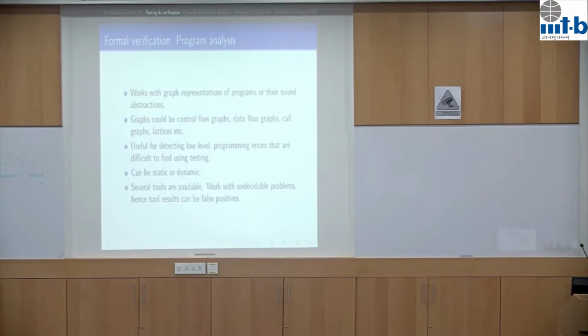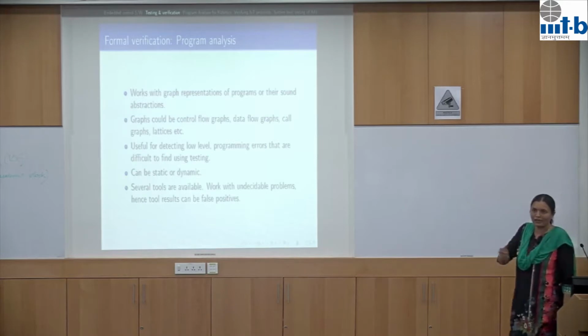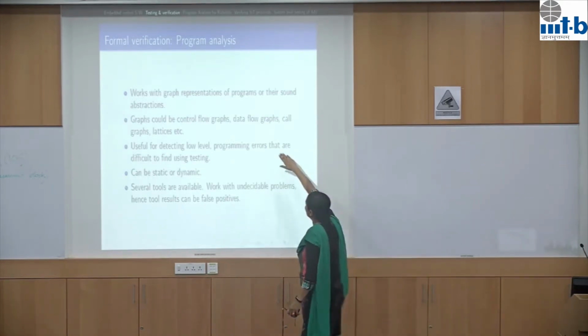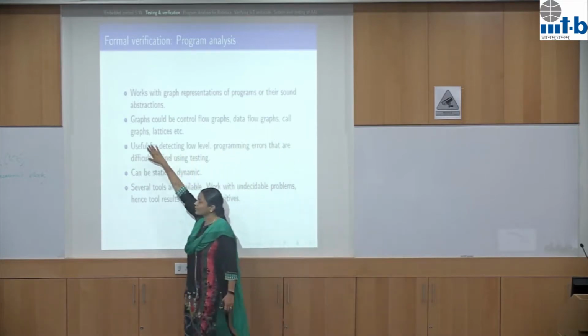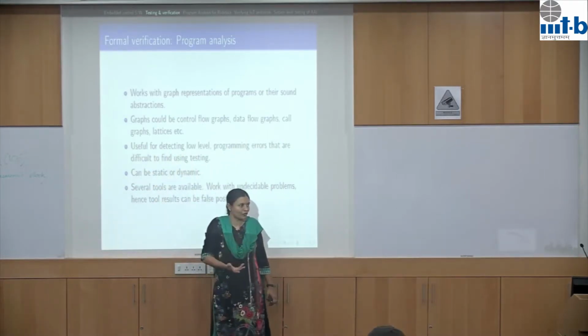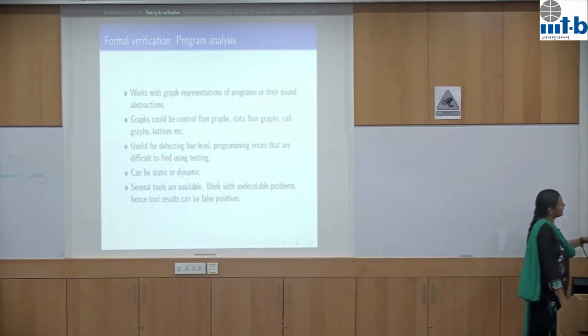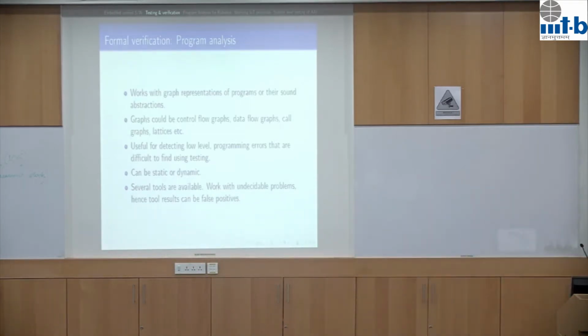Then the other thing that programs do is they have one procedure calling another procedure, one function calling another function. So the third kind of graphs that we deal with when we do program analysis are call graphs that represent procedure calls or function calls. We also work with this structure, lattice. So lattices are partial orders of certain kinds.